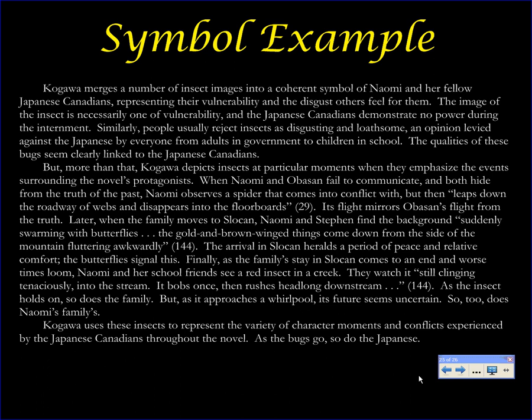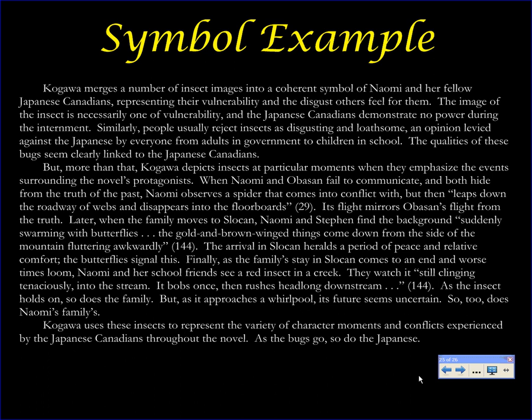Kogawa merges a number of insect images into a coherent symbol of Naomi and her fellow Japanese Canadians, representing their vulnerability and the disgust others feel for them. In fact, I think I already heard some people discussing this very thing. The image of the insect is necessarily one of vulnerability, and the Japanese Canadians demonstrate no power during the internment. Similarly, people usually reject insects as disgusting and loathsome, an opinion levied against the Japanese by everyone from adults in government to children in the school. The qualities of these bugs seem clearly linked to the Japanese Canadians. It's my claim, some definitional discussion. I'm basically giving you what it represents, and what the representation and the comment are leading my discussion.